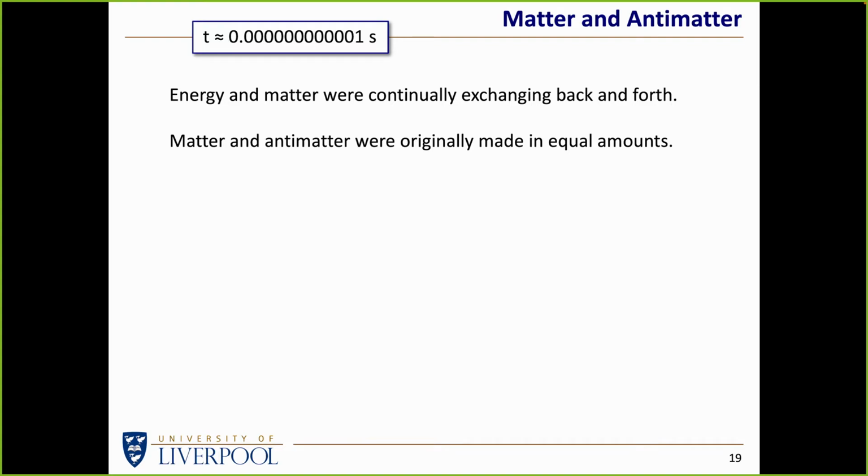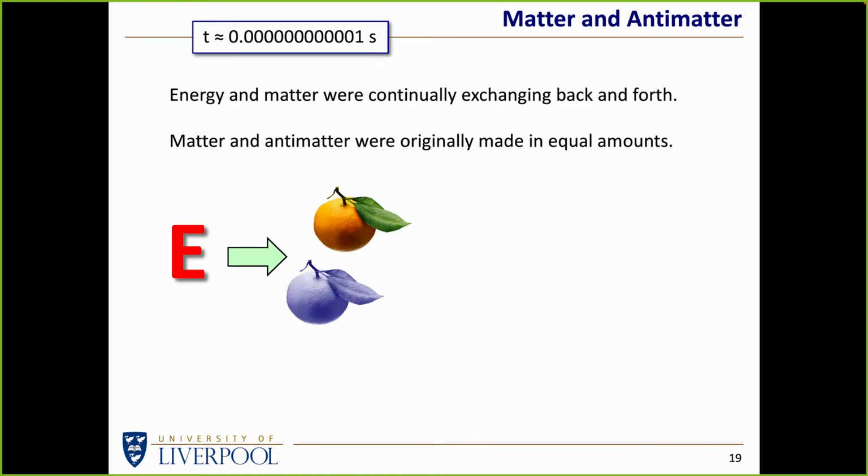Matter and antimatter originally are made in equal amounts. So a certain amount of energy, I don't know how to represent that, so I'm just going to use the capital E to mean a certain amount of energy. Energy can be used to make matter and antimatter, probably not an orange and an anti-orange. It's probably going to be a quark and an anti-quark, or an electron and an anti-electron, or some other particle and its anti-partner. It doesn't actually matter what the particles are. They are made as a matter-antimatter or a particle-antiparticle pair, and then very soon thereafter they annihilate and produce energy.